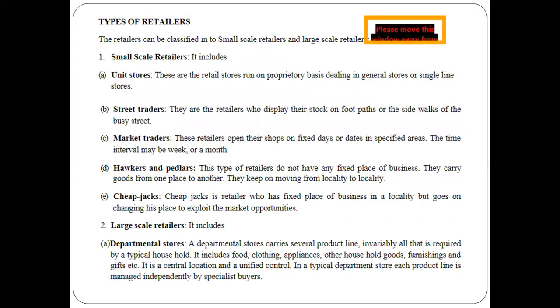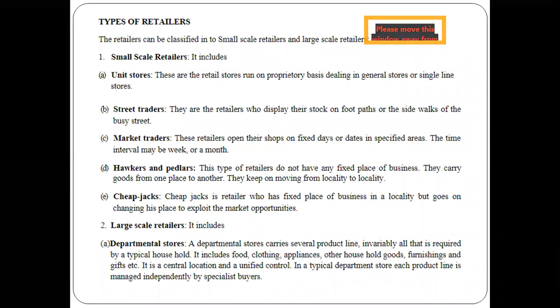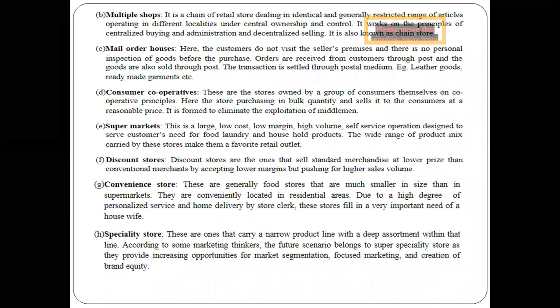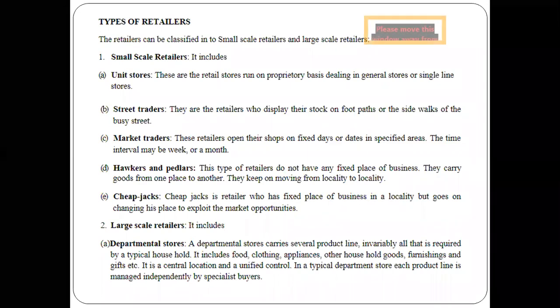The types of retailers you can see here: small-scale retailers, which include unit stores. These are the retail stores run on a proprietary basis dealing in general stores or single lines. Then there are street traders who display their stocks on footpaths or sidewalks. Then we have market traders. These retailers open their shops on fixed dates or days in specified areas.